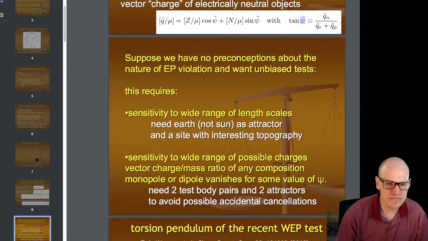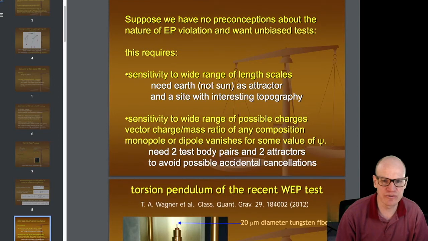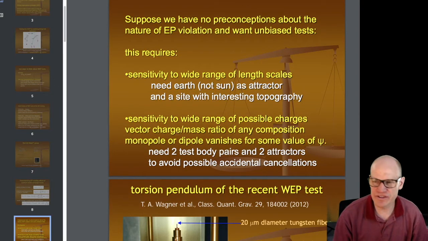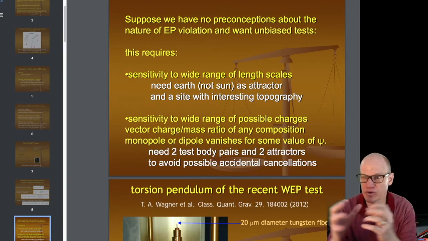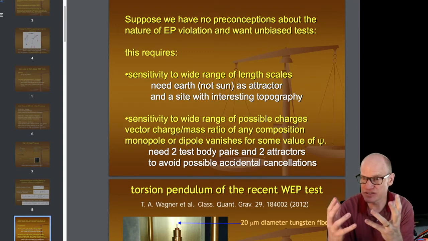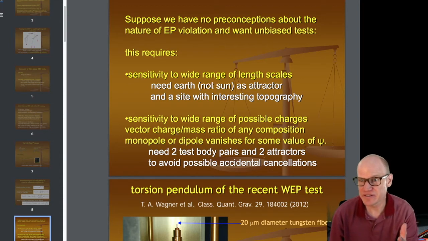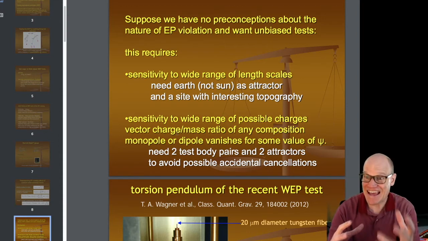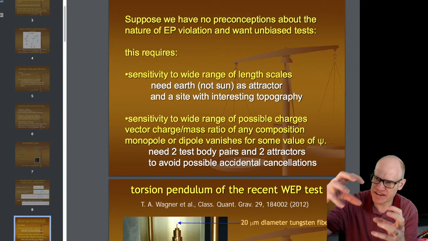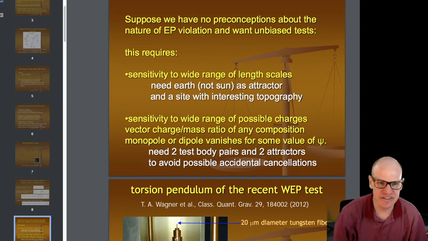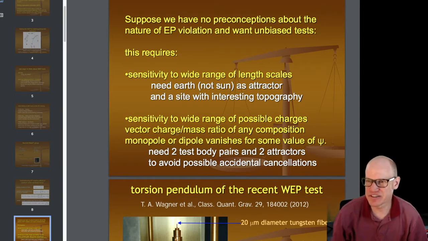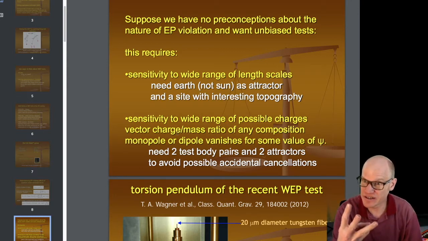All right. So you need to be sensitive to a wide range of length scales, and you need to be sensitive to a wide range of possible charges, whether it's something that couples the way that we think gravity does, where everything has a positive charge, or whether it's something like an electromagnetic field, where you have both positive and negative charges, right? When you have positive and negative charges, you have a vector interaction, or you could have an intermediate vector boson, like the weak nuclear force, or something with three different colors, three different charges: red, green, and blue.